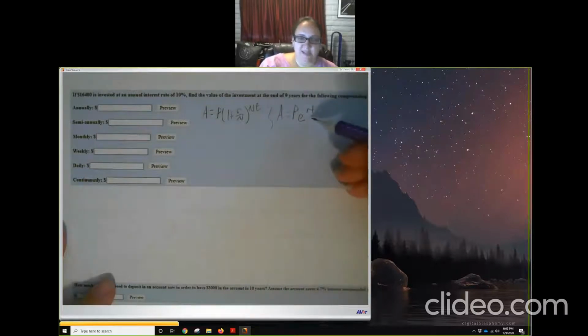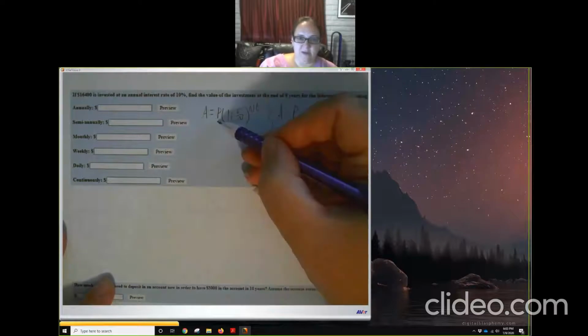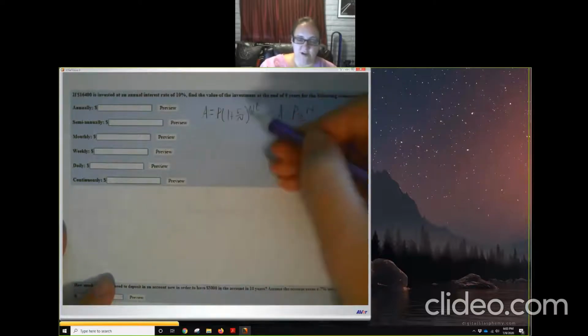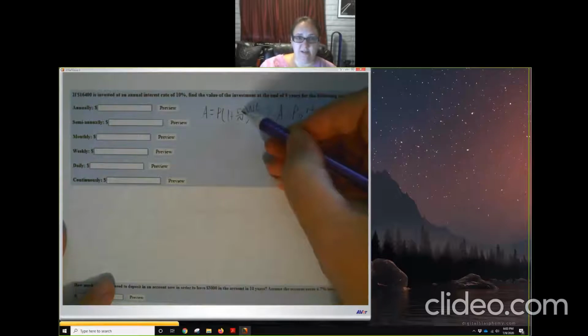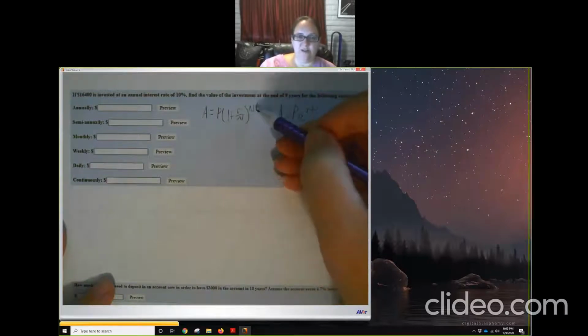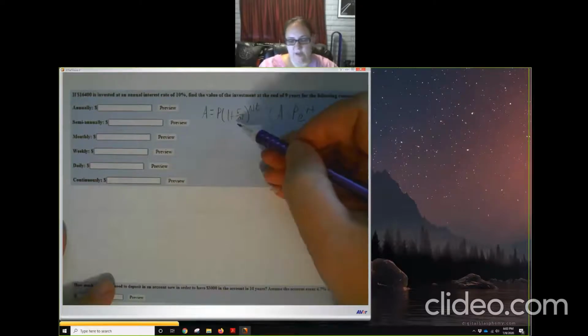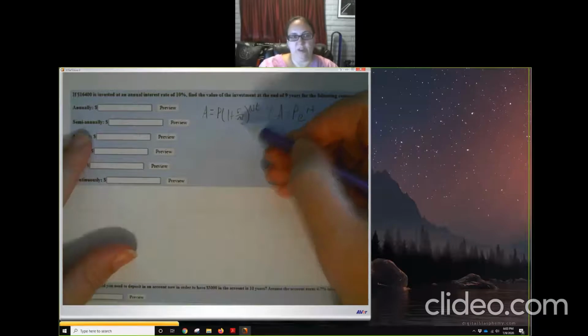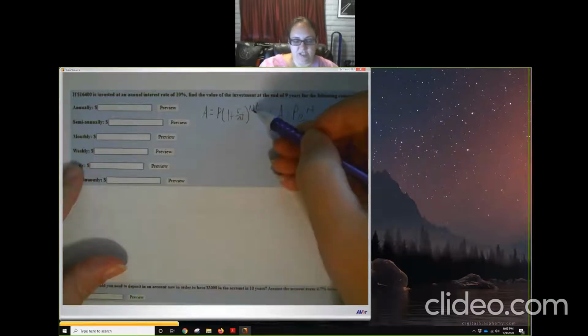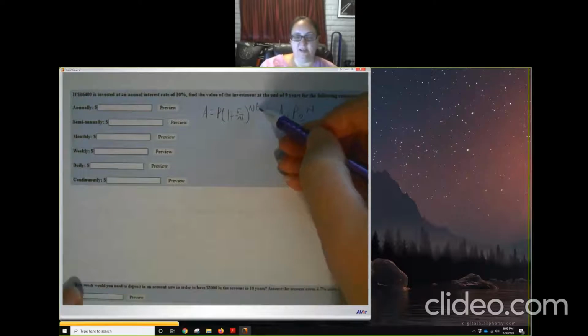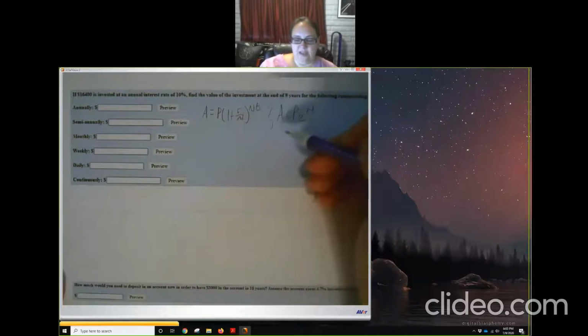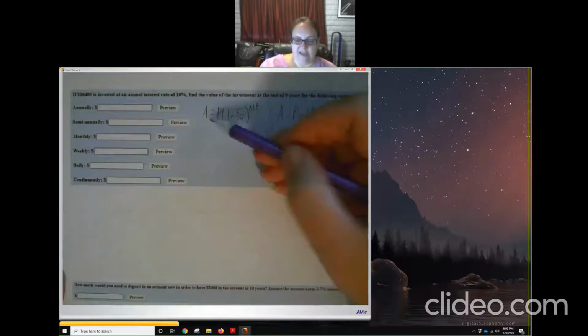So P is the principal, that's your initial amount. R is the interest rate. N is your number of compound cycles per year. So if it says annually, that would be 1. If it says semi-annually, that would be 2. Monthly would be 12. Weekly would be 52. And then T is the time in years. And then A is the amount you have after that time has passed.